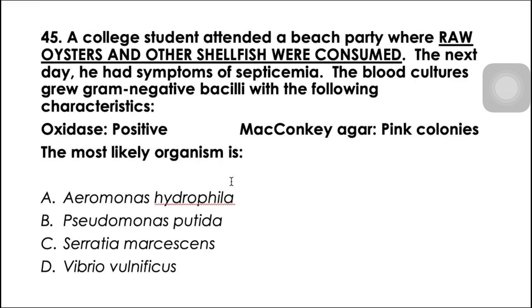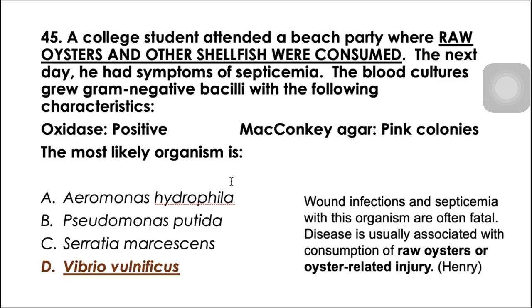Number 45: a college student attended a beach party where raw oysters and other shellfish were consumed. The next day, he had symptoms of septicemia. The blood cultures grew gram-negative bacilli with the following characteristics. So again, one clue is the raw oysters and other shellfish. Then this one is oxidase positive. MacConkey agar shows pink colonies, meaning it is a fermenter. So the most likely organism here is Vibrio vulnificus. We have letter D, Vibrio vulnificus. Wound infections and septicemia with this organism, Vibrio vulnificus, are often fatal.